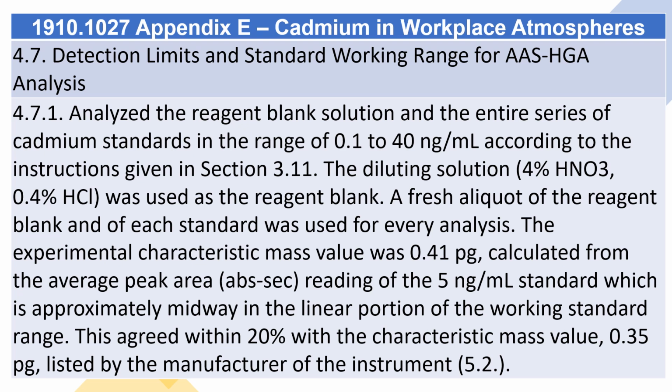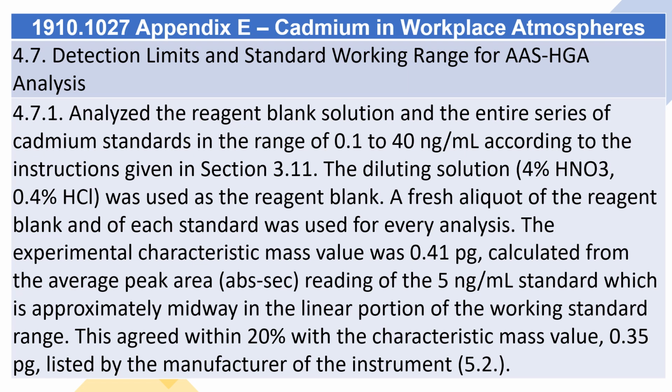4.7. Detection limits and standard working range for AAS-HGA analysis. 4.7.1. Analyze the reagent blank solution and the entire series of cadmium standards in the range of 0.1 to 40 nanograms per milliliter according to the instructions given in section 3.11. The diluting solution, 4% HNO3, 0.4% HCl, was used as the reagent blank. A fresh aliquot of the reagent blank and of each standard was used for every analysis.